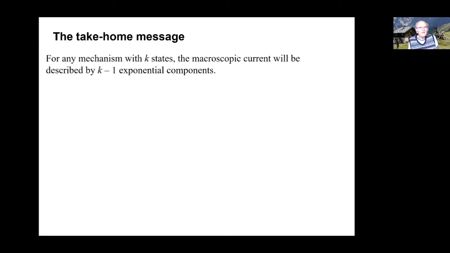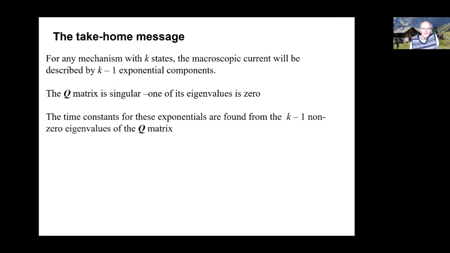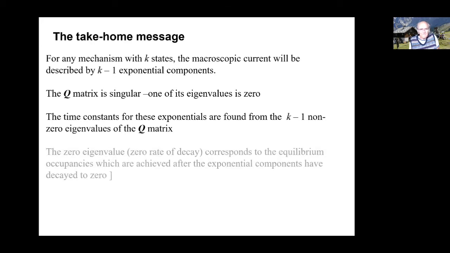Well, the take-home message from this talk will be simple: for any mechanism where the receptor exists in k discrete states, the macroscopic current will be described by the sum of k minus one exponential components. The Q matrix is always singular. One of its eigenvalues is always zero. The time constants for the k minus one exponential components are found from the k minus one non-zero eigenvalues of the Q matrix.